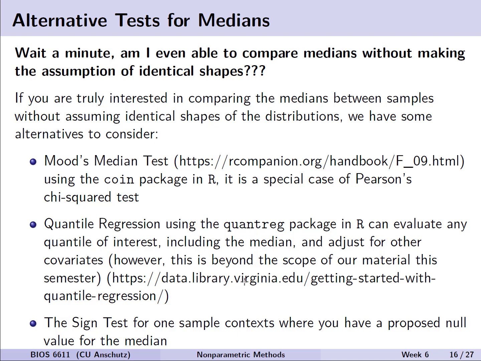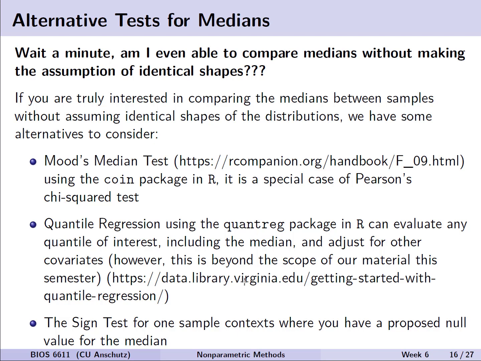Something a little more robust and advanced is this idea of quantile regression, which can be implemented via the quantreg package in R, and not only can evaluate the median, but any quantile of interest. You can also, because it is a regression framework, adjust for other covariates. However, this is beyond the scope of our material for this semester, but I do include a link if you want to learn a little more.